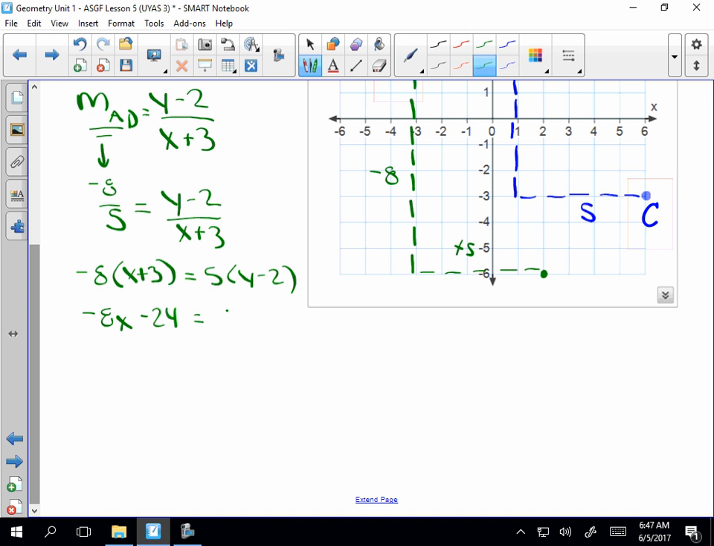Equals 5y - 2. I made a mistake there. That should be a 10.